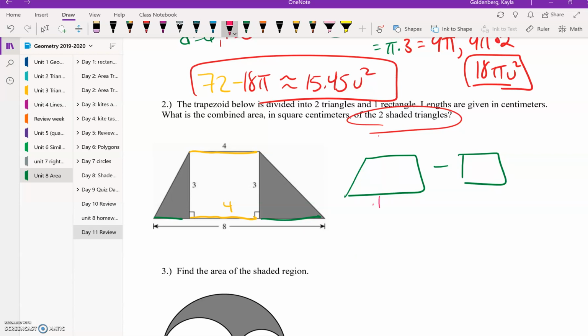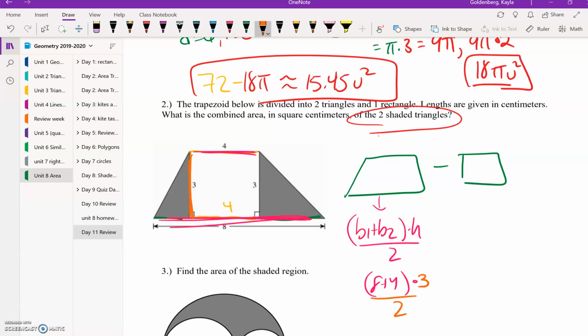So the area of my trapezoid, that would be my base 1 plus base 2 times height, cut in 2. My 2 bases are 8 and 4, the 2 sides that are parallel to each other. Here's the one, there's the other one. My height is 3 divided by 2, so 8 plus 4 is 12. 12 times 3 is 36, divided by 2, that's going to be 18 units squared.